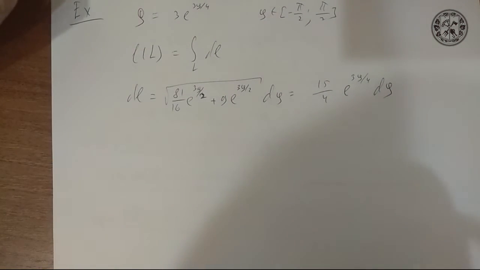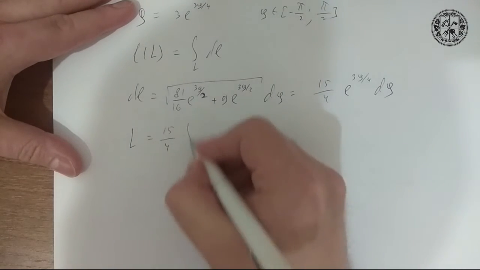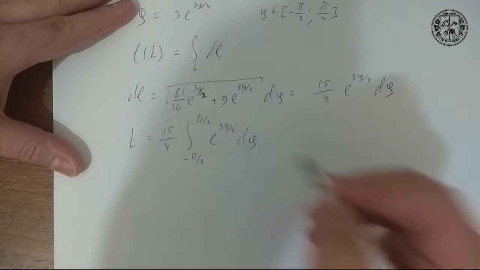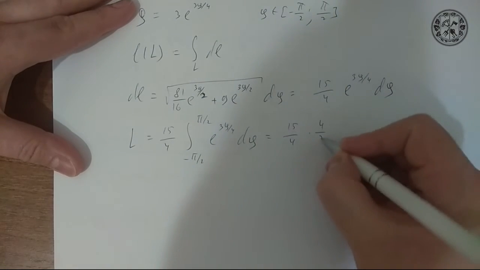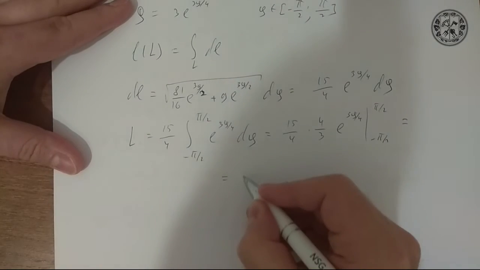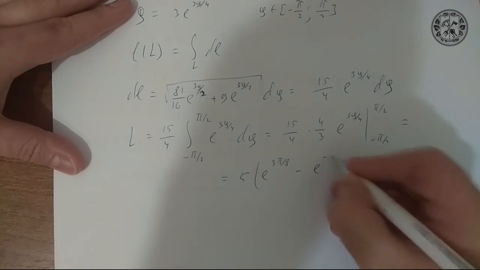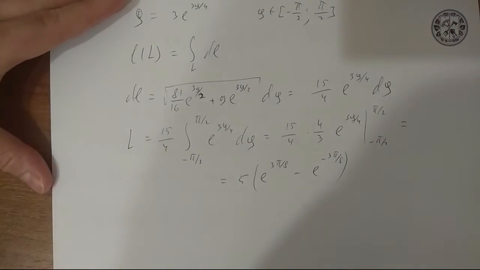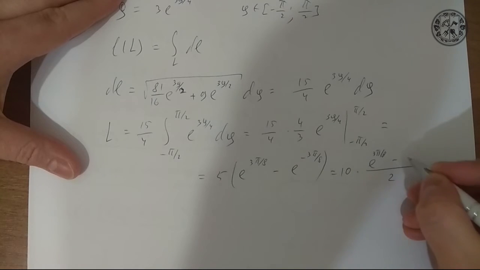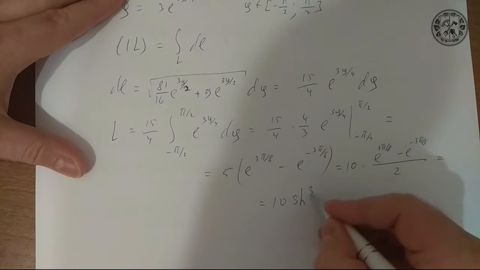And now substituting this dl in our integral, we get that length of curve will be 15 over 4 integrals from minus pi over 2 to pi over 2, e power 3 phi over 4 d phi, which will give us 15 over 4 multiplied by 4 over 3 by exponent 3 phi over 4 from minus pi over 2 to pi over 2. And we will get 5 exponents 3 pi over 8 minus exponent minus 3 pi over 8. If we simplify this a little bit, we'll get 10 by exponent 3 pi over 8 minus exponent minus 3 pi over 8, which is 10 sinus harmonic of 3 pi over 8.